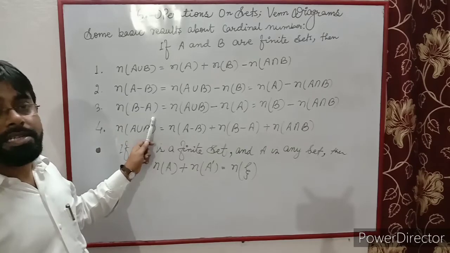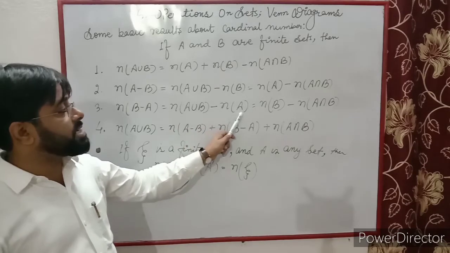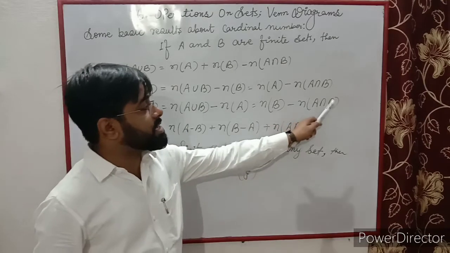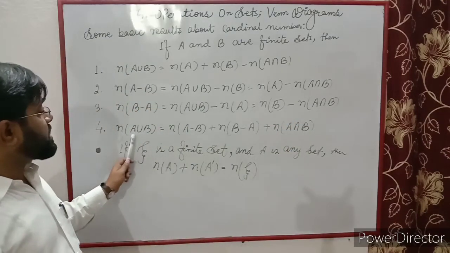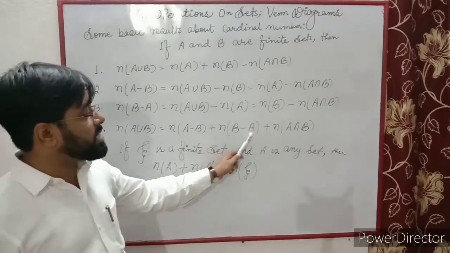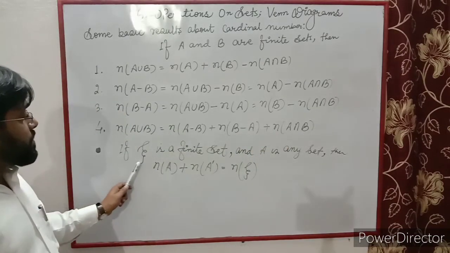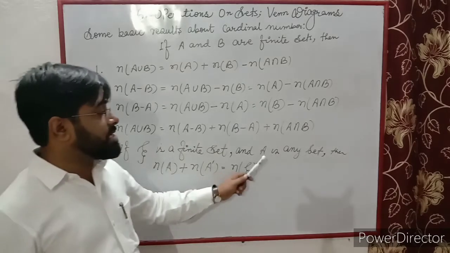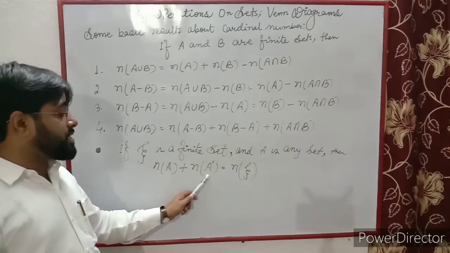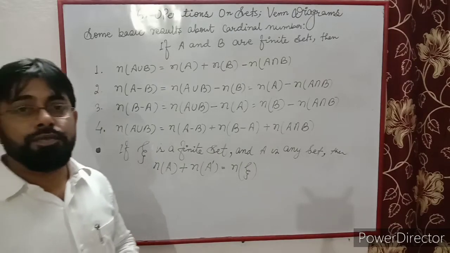Third, the number of B minus A is equal to the number of set A union B minus the number of set A, which is equal to the number of set B minus the number of set A intersection B. Fourth, the number of set A union B is equal to the number of A minus B plus the number of set B minus A plus the number of set A intersection B. Now, if the universal set is a finite set and A is any set, then the number of set A plus the number of the complement of set A is equal to the number of the universal set. These results are very useful for solving problems.